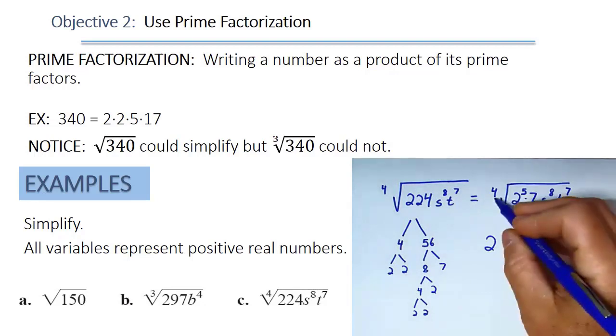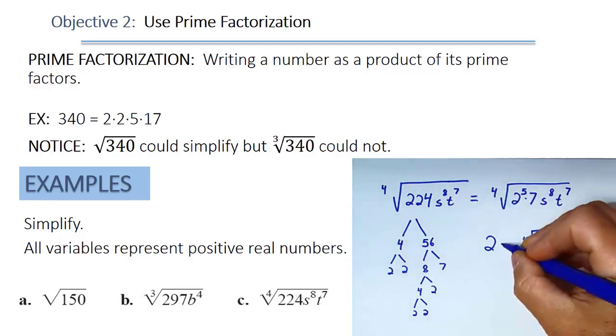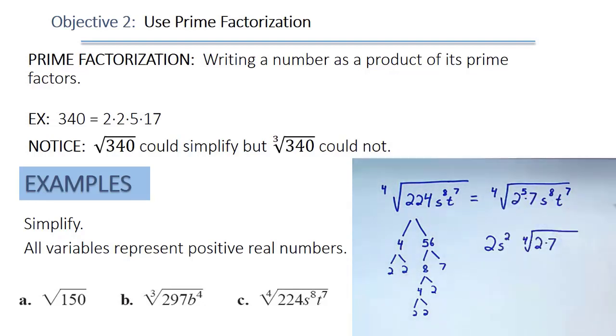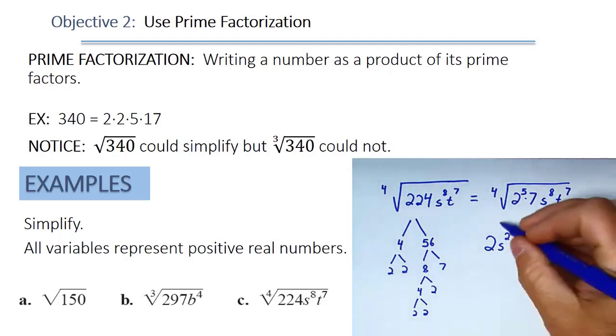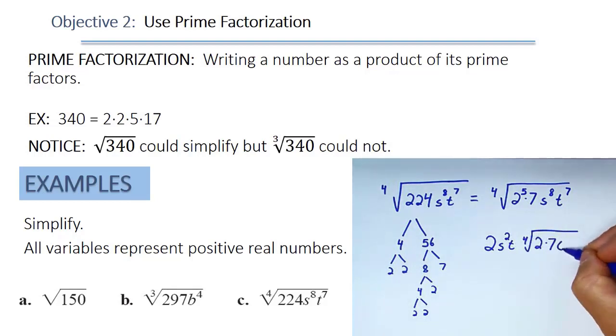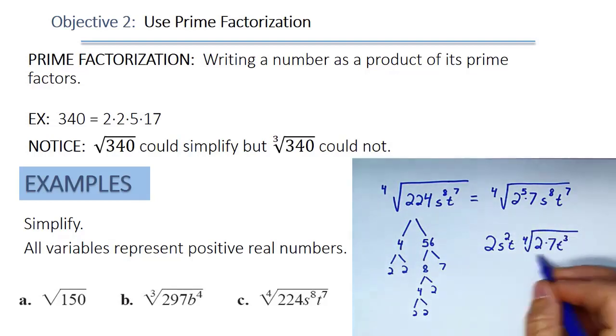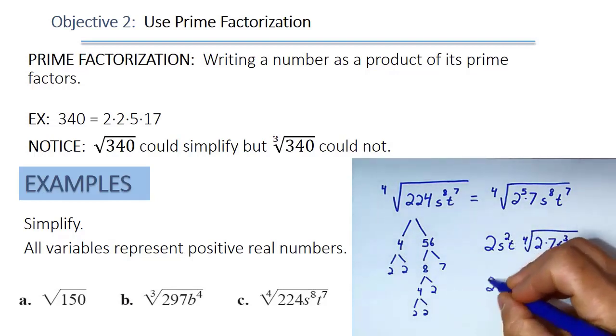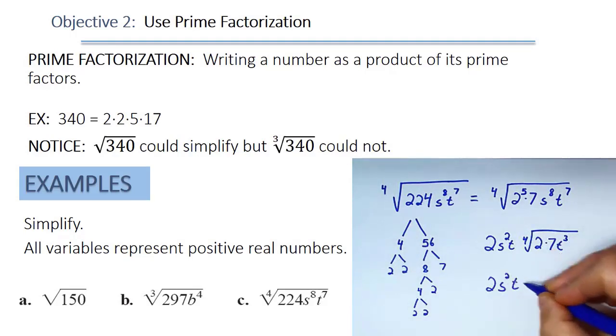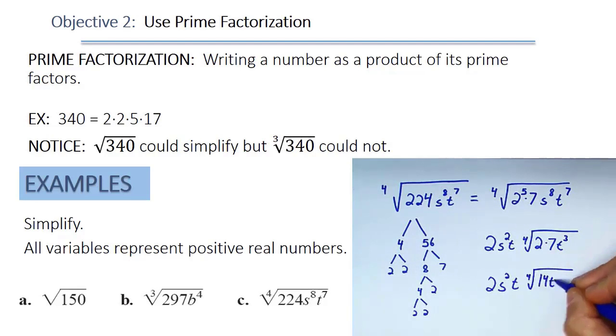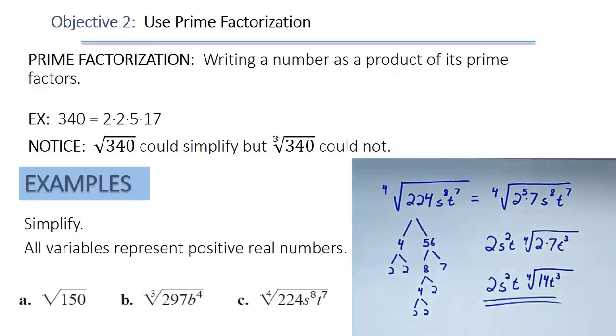S to the 8th, when the index is 4, s to the 8th escapes twice, so s times s, or s squared. That'll leave no s's inside. T to the 7th, the t escapes once, but leaves t to the 3rd inside. So we put the 2 and 7 back together. We have 2s squared t times the fourth root of 14 t to the 3rd, and we have that one simplified as well.